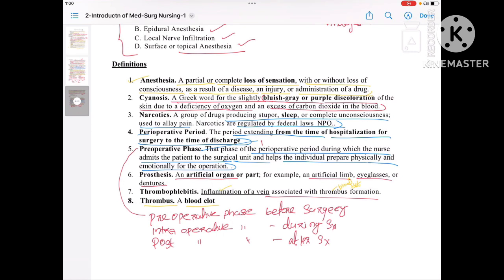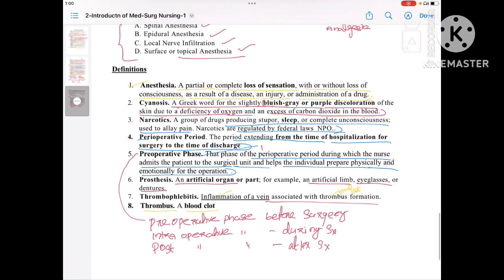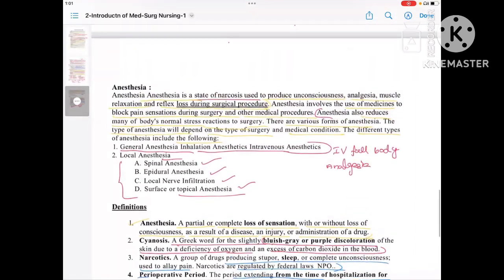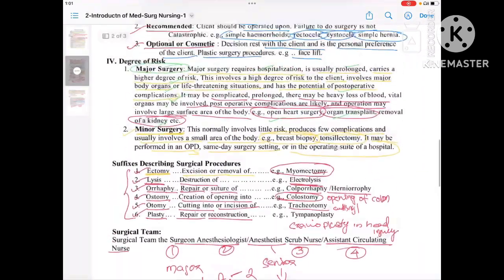You should know these, and learn them by heart. So this is the introduction of medical surgical nursing, the first thing.